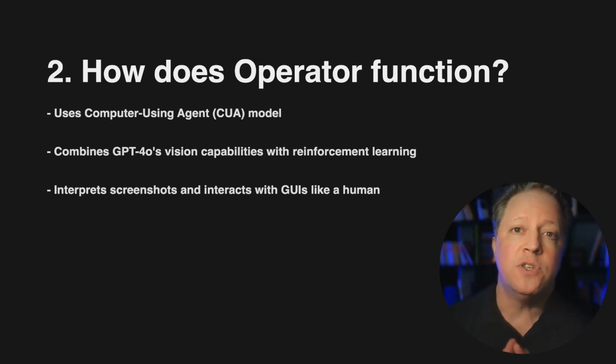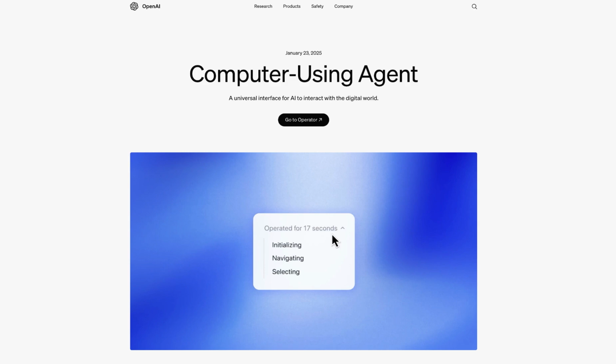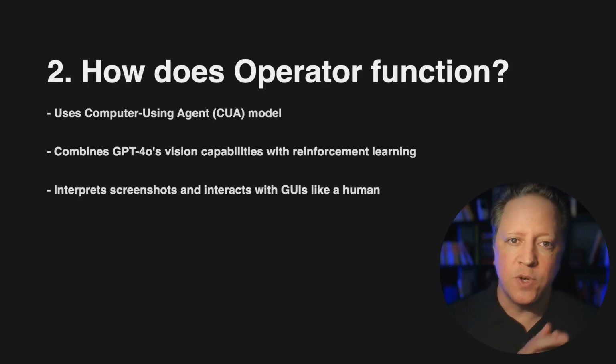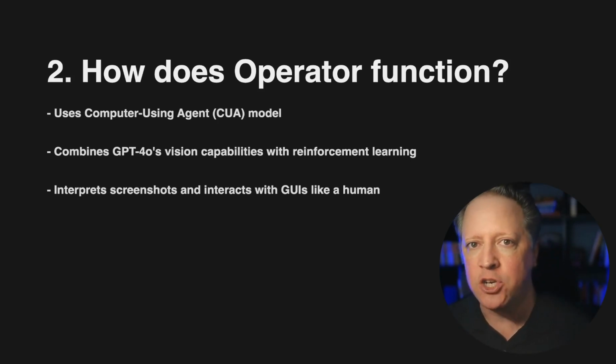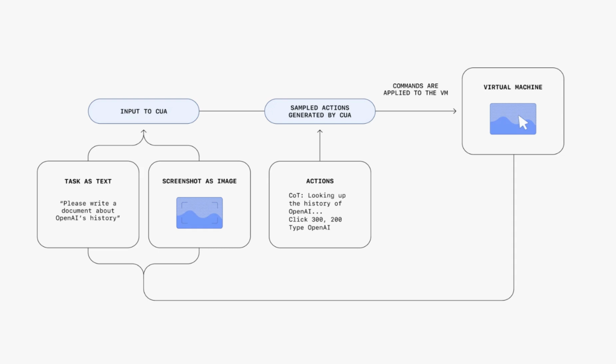How does it function? Well, first off, it uses something called a computer using agent. So this is basically GPT-4o, which has been trained on how to operate a browser. So it doesn't just read text, it can actually see elements on the page and figure out how to interact with them. And what this is really doing is taking screenshots, figuring out what the next step is, clicking on a button, seeing what the action is, and then proceeding on to the next step.